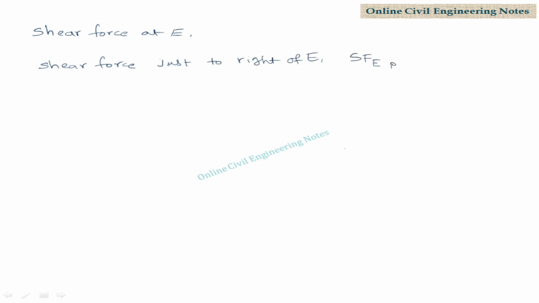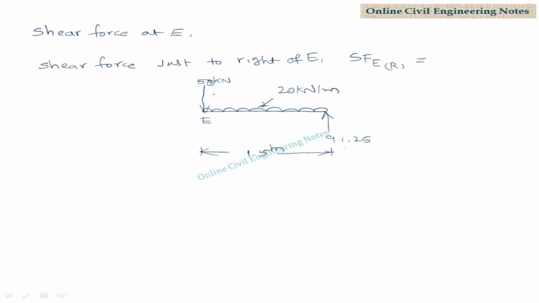SFE right side is equal to, draw this figure. This is RB, 91.25. This is 50 kilonewton, 20 kilonewton per meter intensity. This is 1.5 meter. So now consider a section just to right of E. The forces acting on this section right side is 20 kilonewton per meter and 91.25 kilonewton.